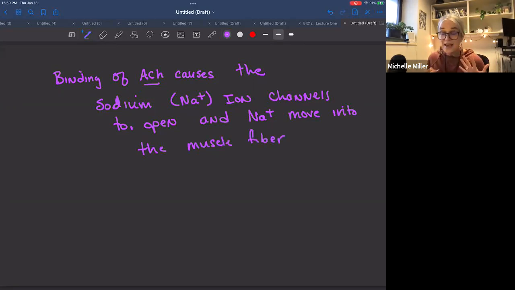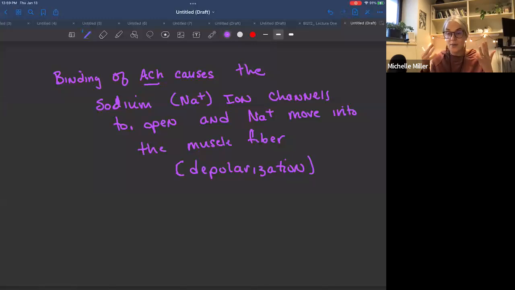This process of sodium moving in is what is referred to as depolarization. You don't need to know what that refers to at this moment, but just know that the muscle fiber becomes depolarized, and then that is eventually going to allow the muscle to contract. So we'll talk about how this depolarization does that in the next lecture.